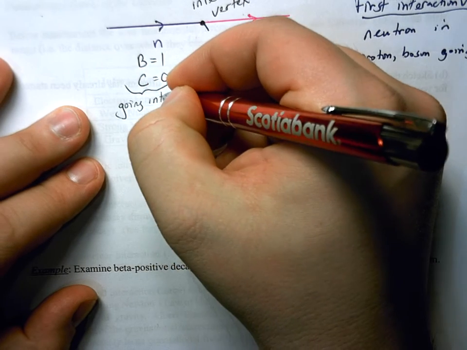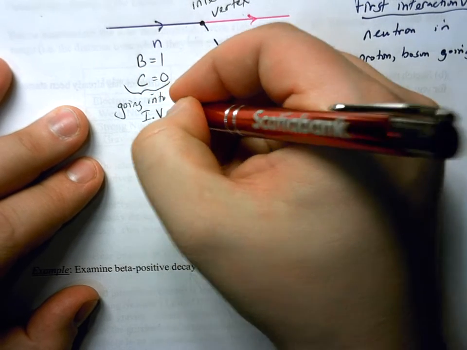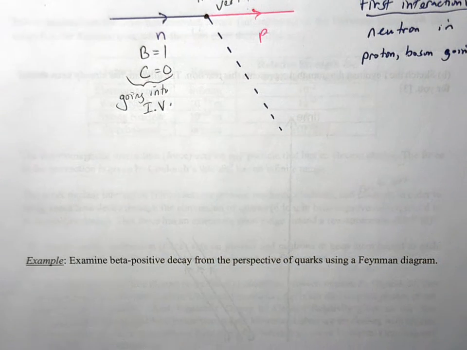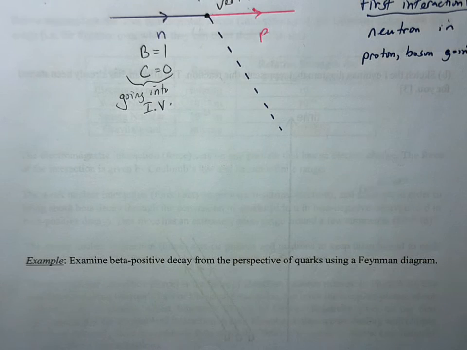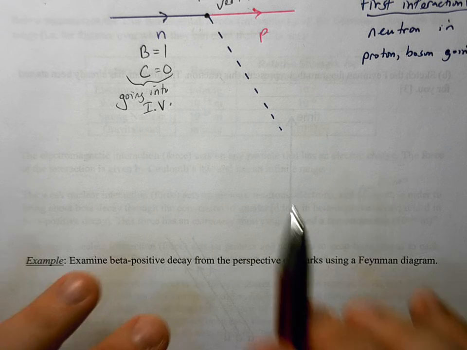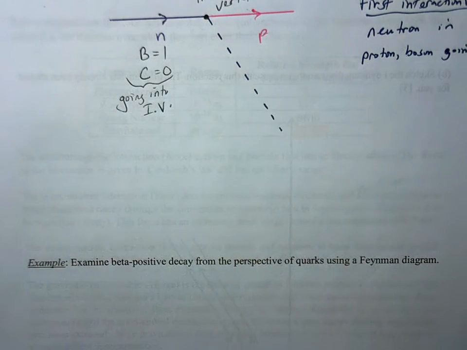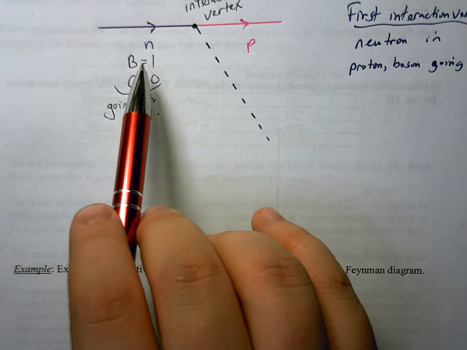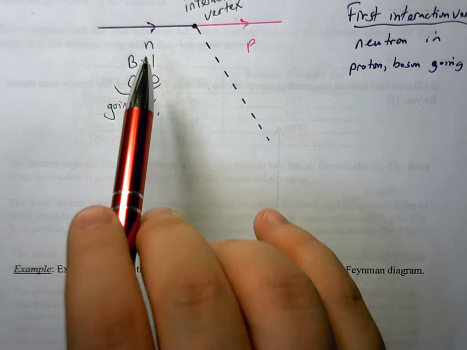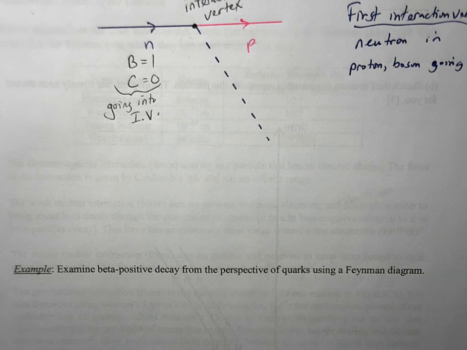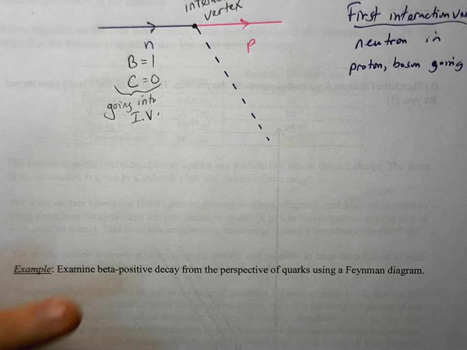So this is going into what I'll call the interaction vertex, IV. Going into that interaction vertex is a baryon number of 1 and a charge of 0. Coming out of this interaction vertex, we must have the same: a baryon number of 1 and a charge of 0. We can deduce some things about the proton because we know things about the proton.